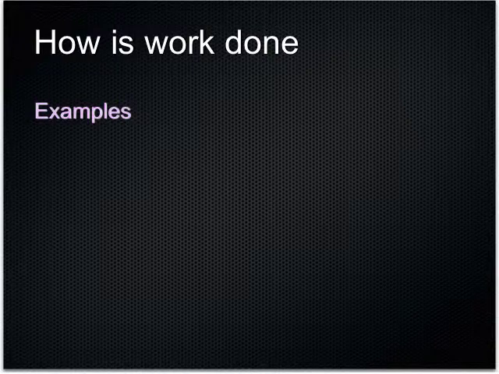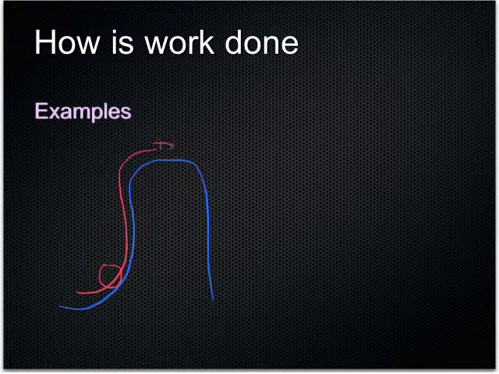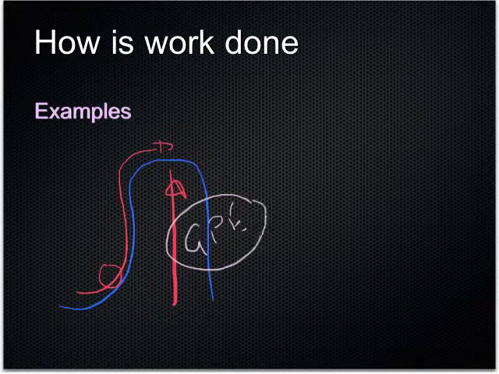So for example, how's work done? Well, we just did the example then with the car. You could push something up a hill. As this object goes up the hill, it gains gravitational potential energy, and we are doing work on it because it's changing energy from something else to gravitational potential energy.